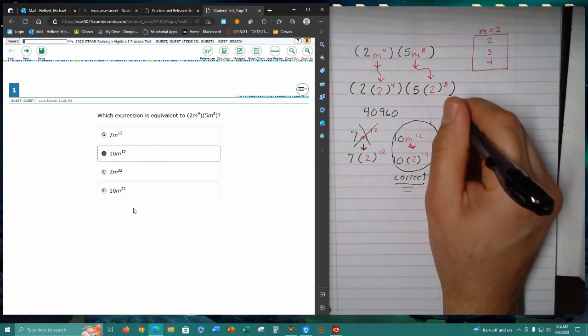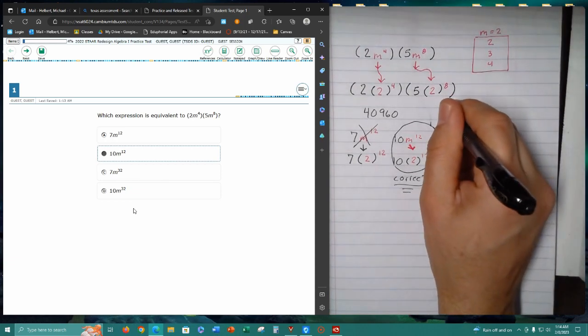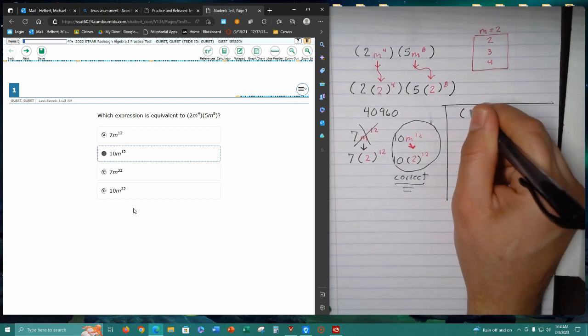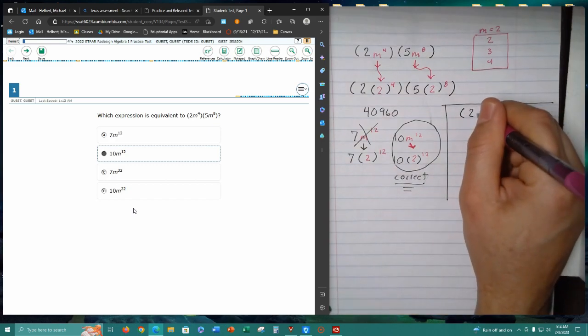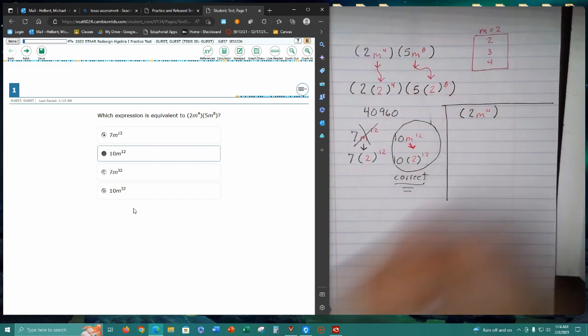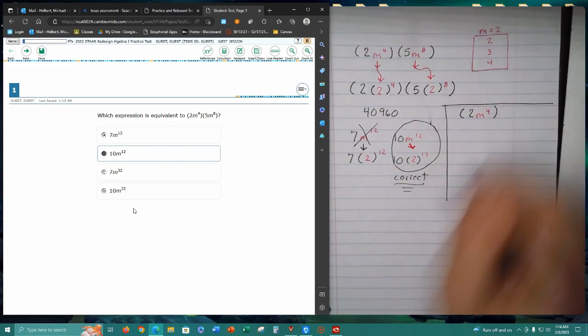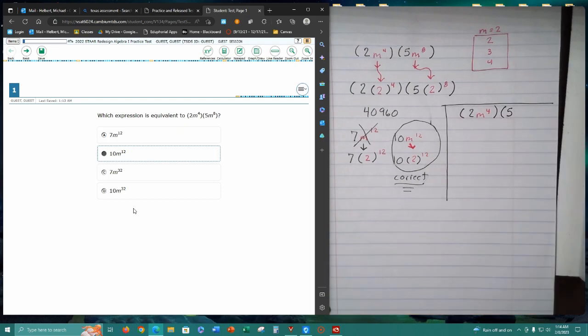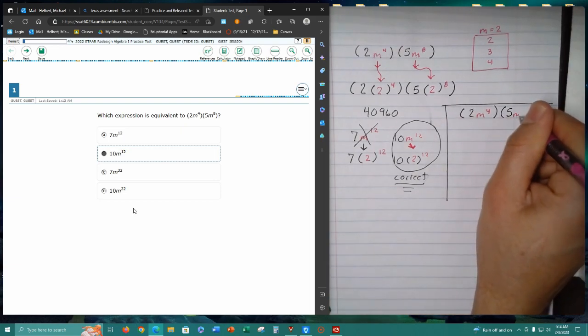Now I'm going to go ahead and solve this the way that it was intended to be solved. So I'm going to rewrite it. So I have 2 m to the 4th power, close parenthesis, and then I have 5 m to the 8th power.